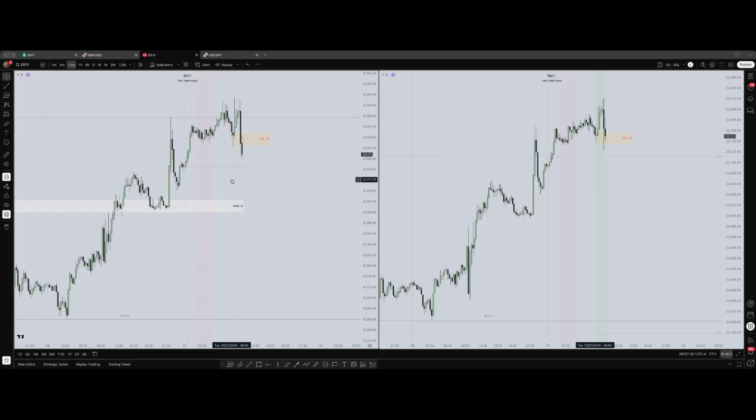Also remember we had CPI this morning, so before the news price also tends to do this stupid zigzag movement. So I think at 10 we will see movement. Normally we have good movement starting from 10 in ES and Nasdaq.